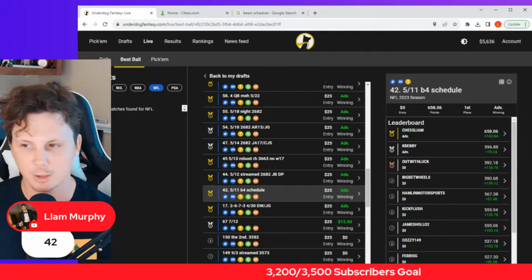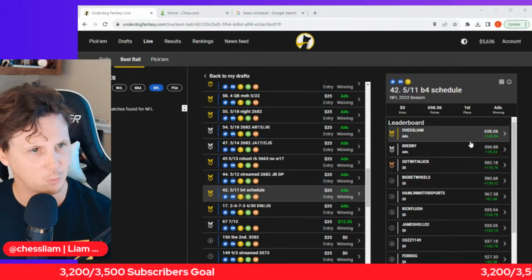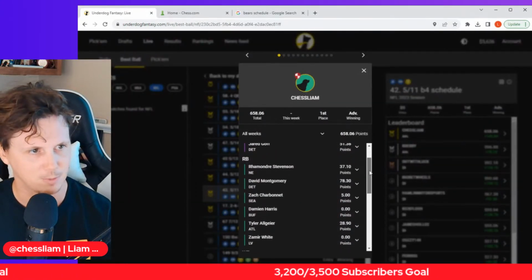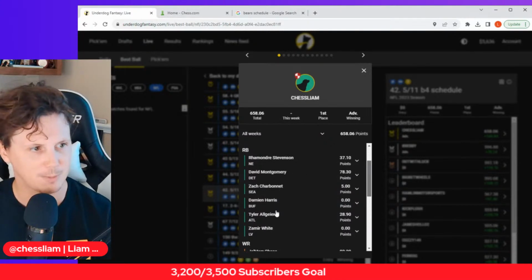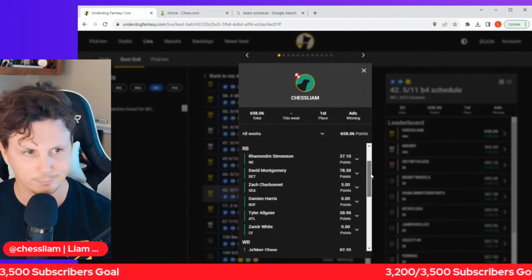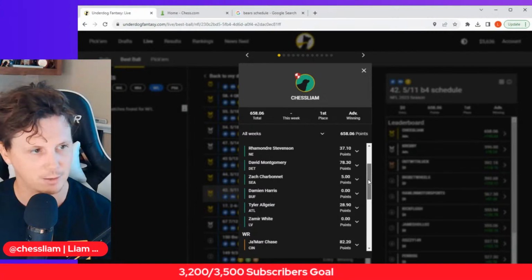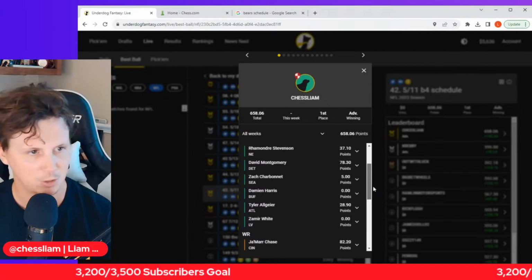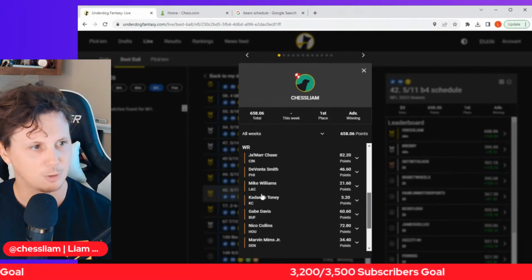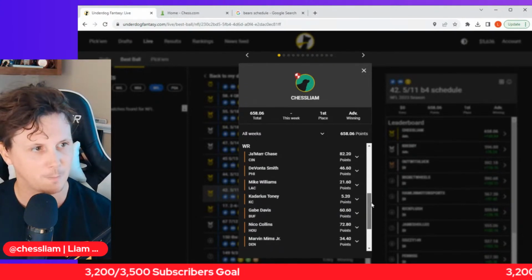42. So let's look at 42. Crowd fell asleep there. 658 here. This is an early one, 511. And it is a Herbert Goff team. That's awesome at QB. Ramondre, Montgomery, Charbonnet, Damian Harris, Algier, Zamir White. So Montgomery, solid. Ramondre, better days ahead maybe. Charbonnet should ramp up. Algier, fine. Harris, fine. Zamir White, pure handcuff here. Jamar Chase, Devonta Smith, Mike Williams, RIP, Kadarius Toney, Gabe Davis, Nico Collins, Marvin Mims.